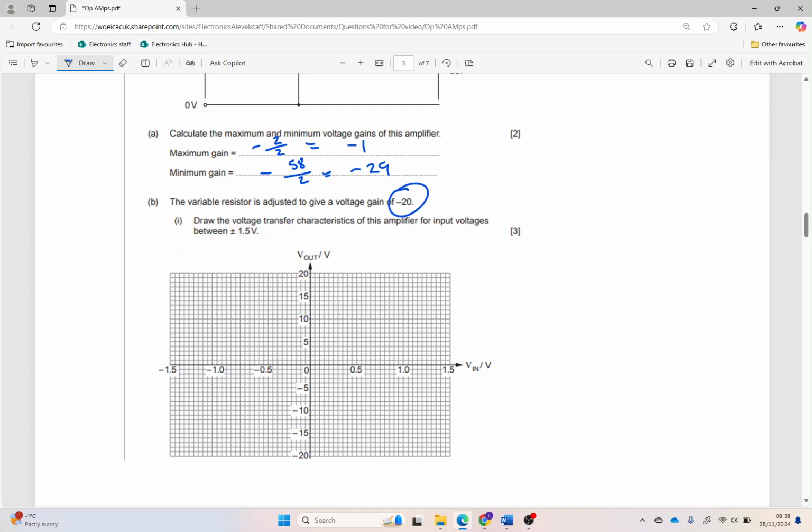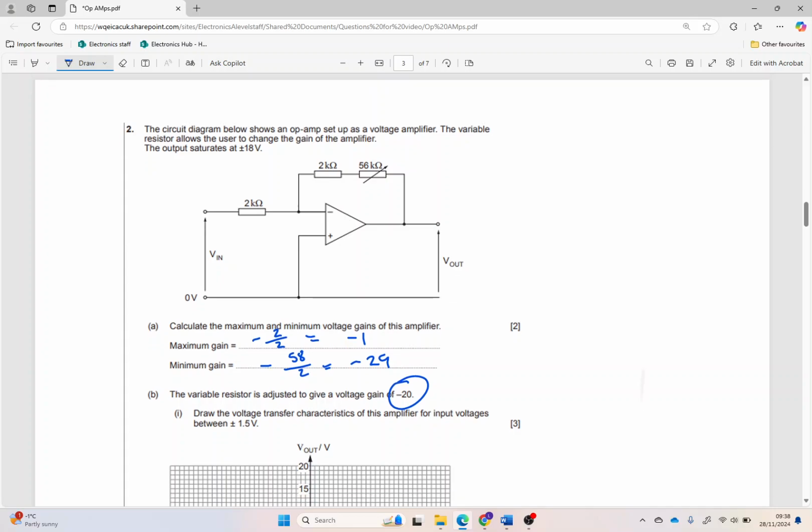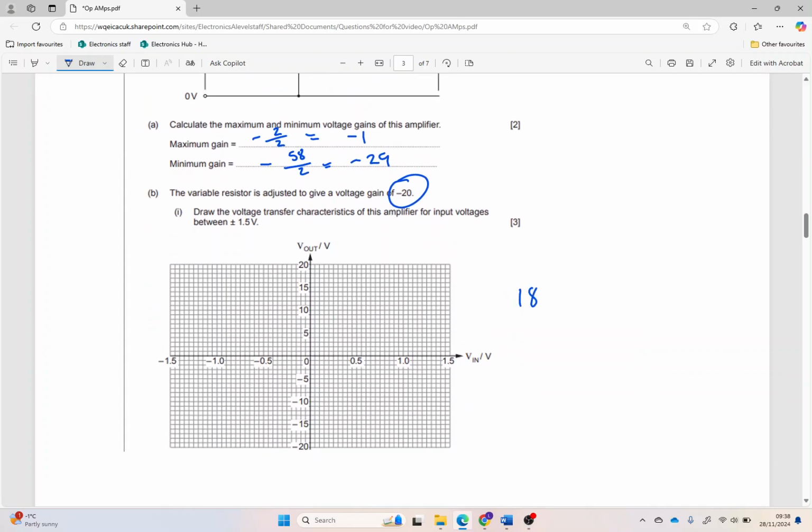We're looking for a gain of minus 20. We're told in the question that it saturates at 18 volts. So the first thing I'm going to do is 18 volts divided by 20 equals 900 millivolts maximum input. So I can then go on to here and look for where my 900 is. So there's 1 volt.